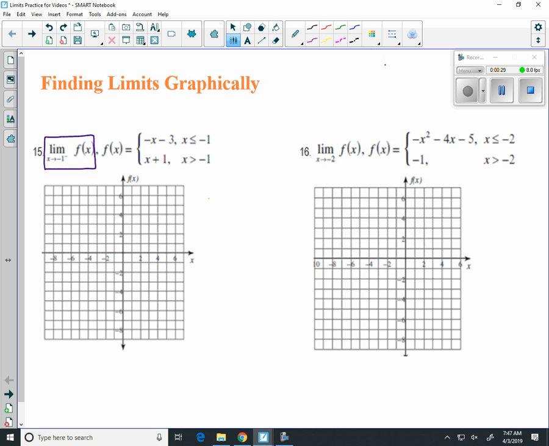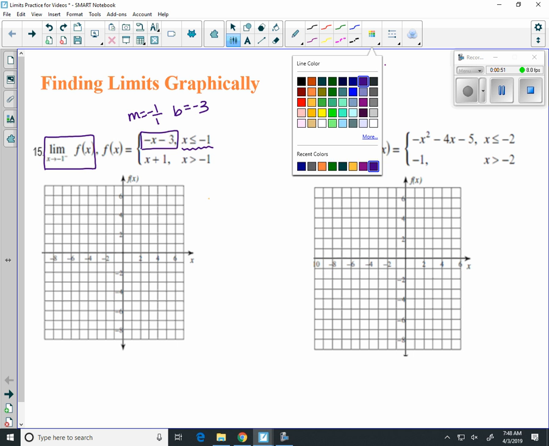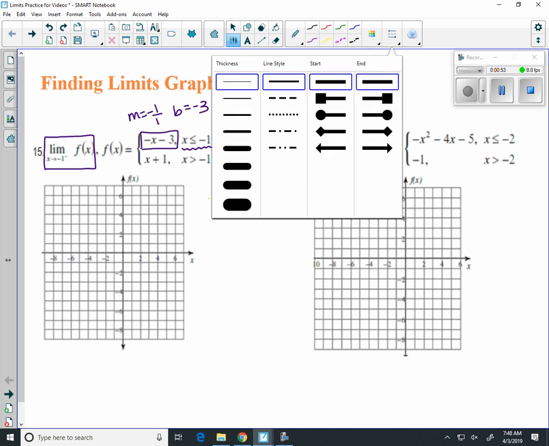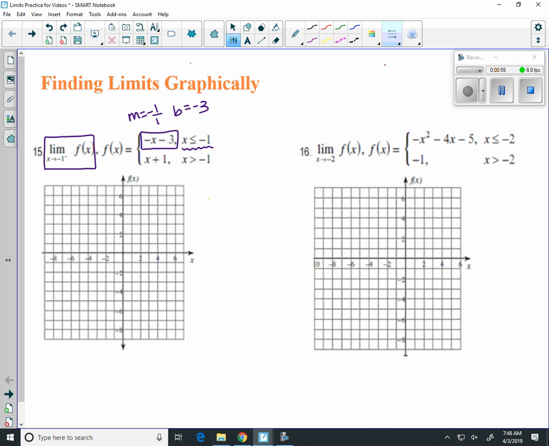So I'm going to go ahead and graph what's going on here. This guy right here, negative x minus 3. So there my slope is negative 1 over 1, and my y-intercept is negative 3. This is only where x is less than or equal to negative 1. What's helpful for me, what I like to do, is put a little dotted line in my graph at negative 1, and I know this guy is just going to happen to the left of that dotted line.